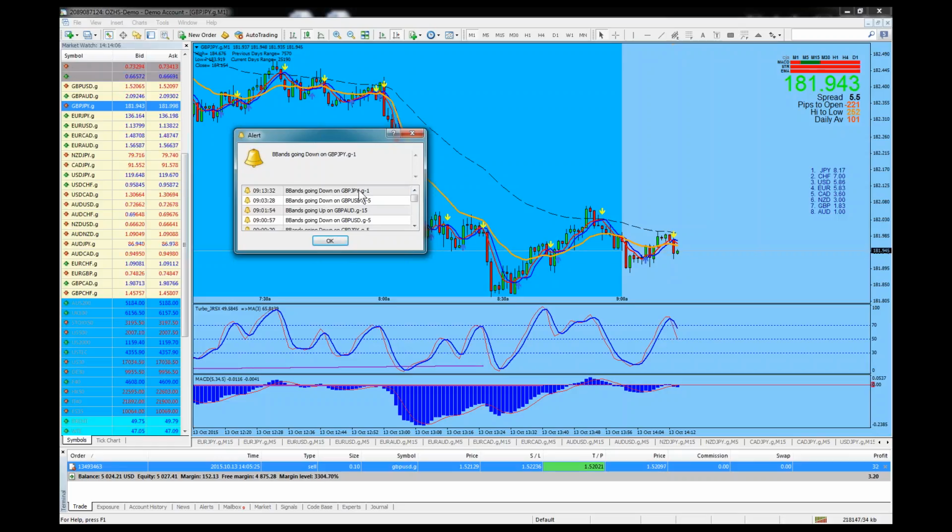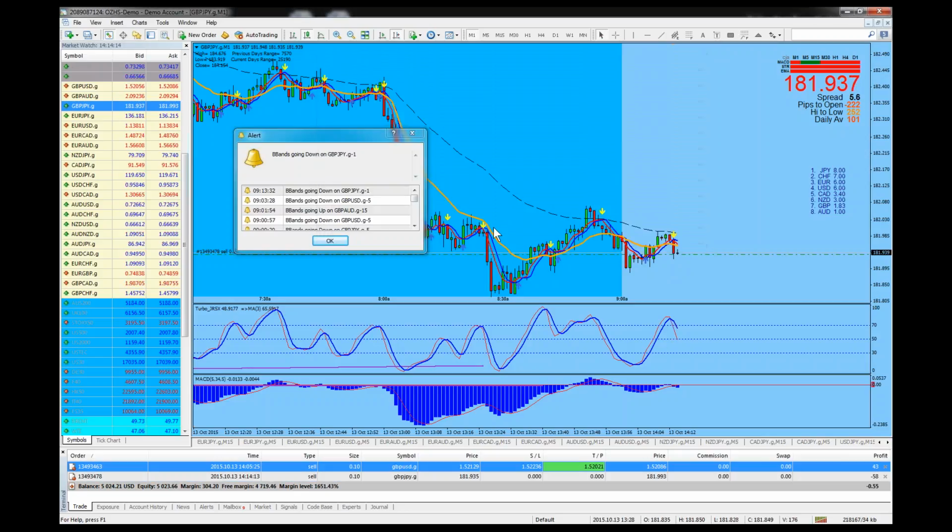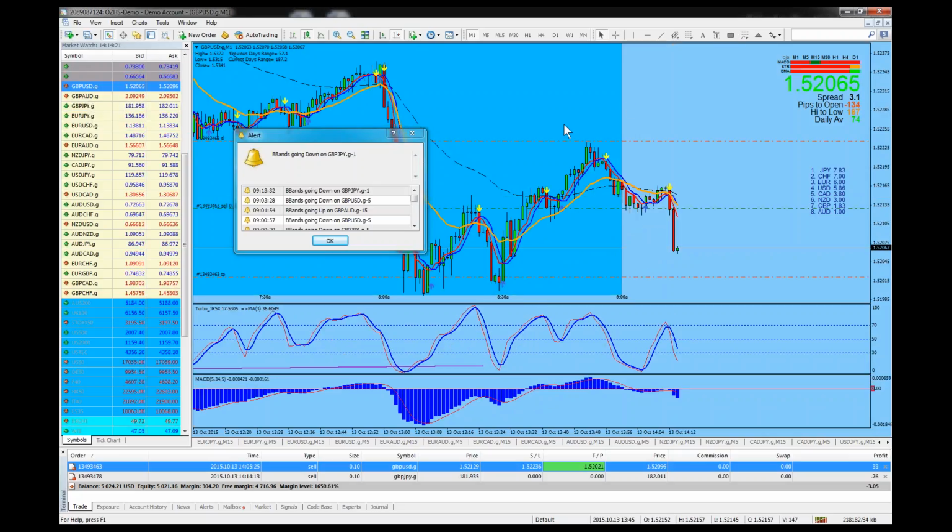There it is. Okay, B-band's going down, pound yen 1. There we are. So now new order. Bring this over, sell. Okay. And let's go back to pound dollar. And there we go. Let me see, where are we here? About 7 minus the 3 pip spread should be 4. That's about right.